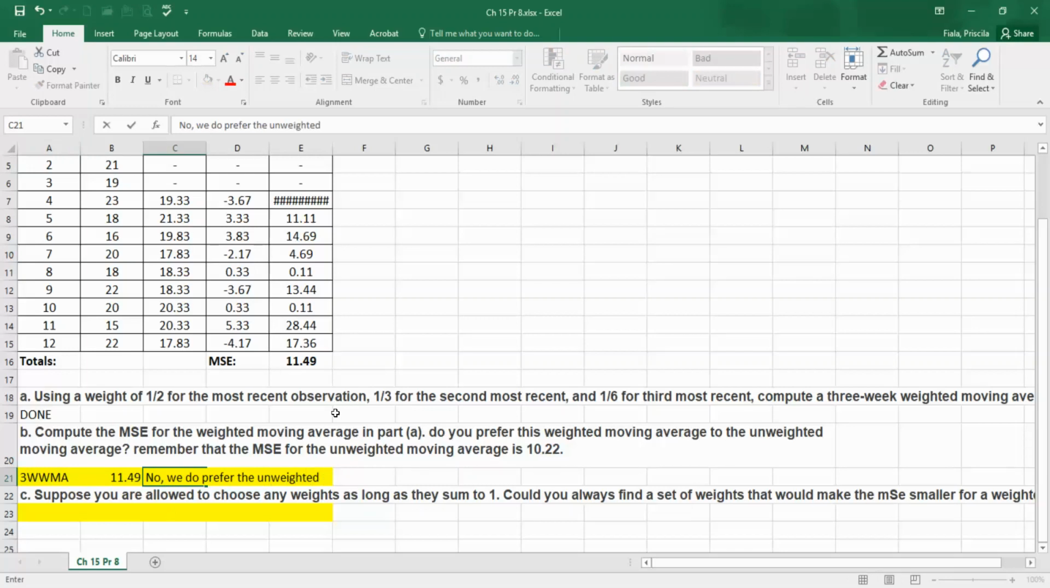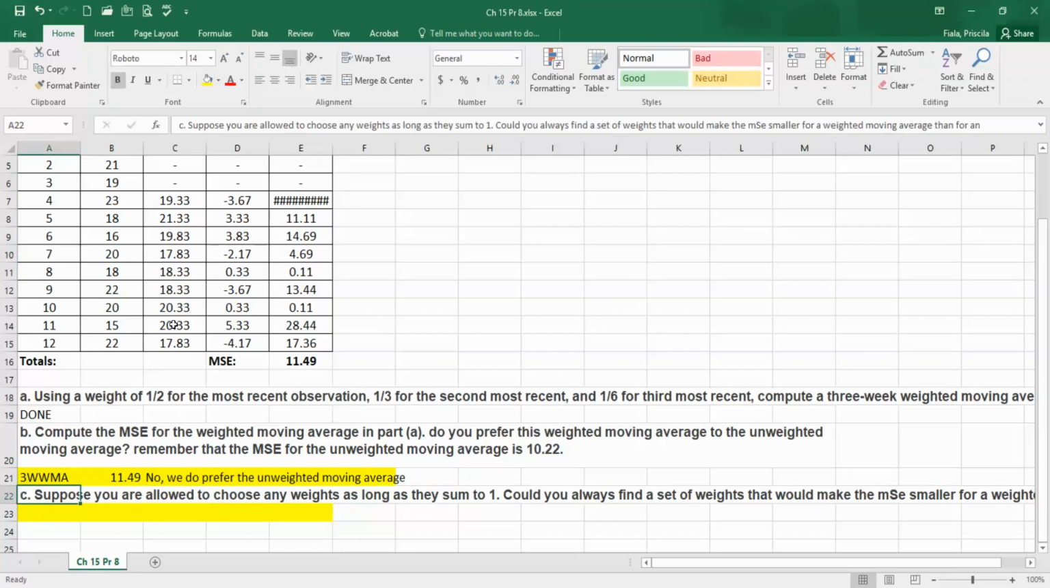Did I misspell something? No, moving average. There we go. I don't like when it doesn't show right, but that's okay. Let's go to the last one.